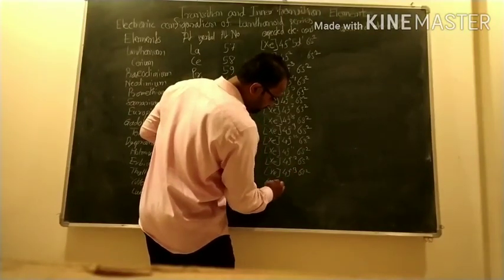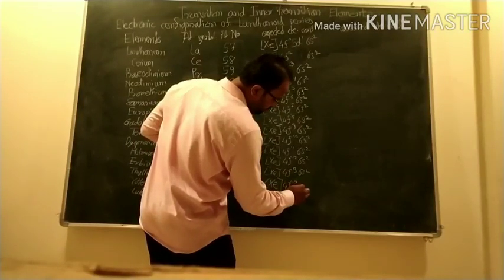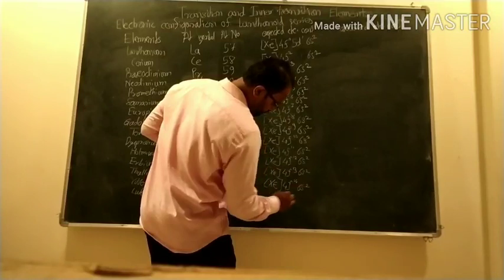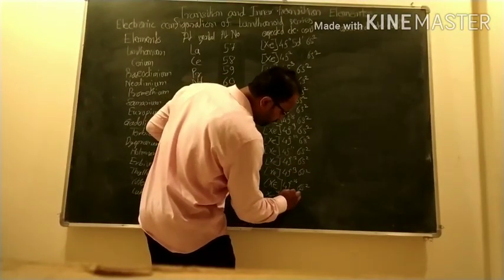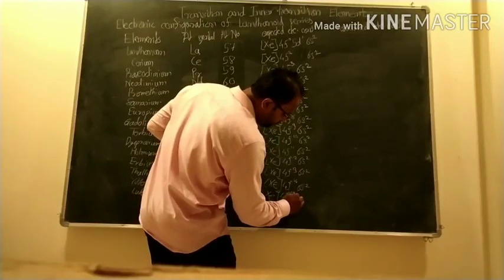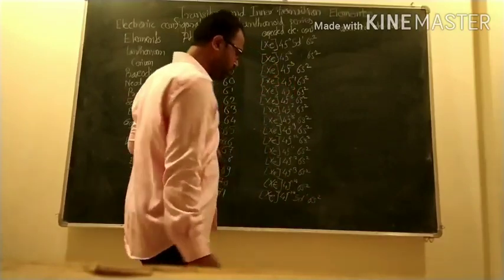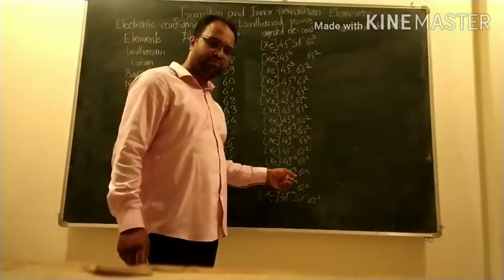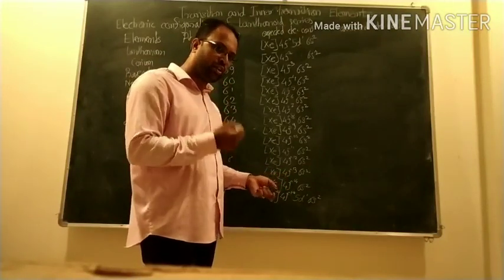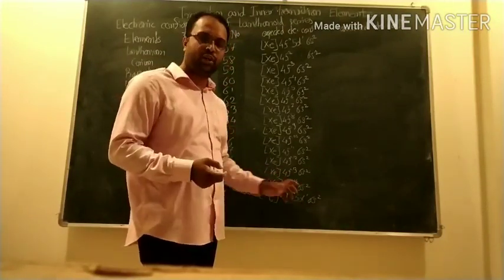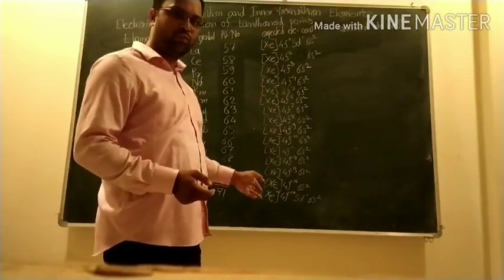The last is Xe 4f14 5d1 and 6s2, because the 4f subshell is totally filled, but still one electron remains, so that is present in the 5d subshell. So that is the expected electronic configuration.